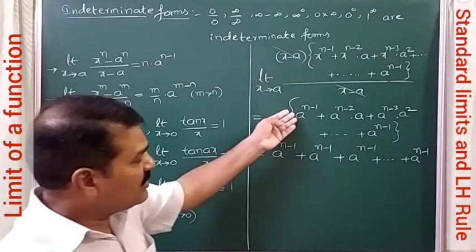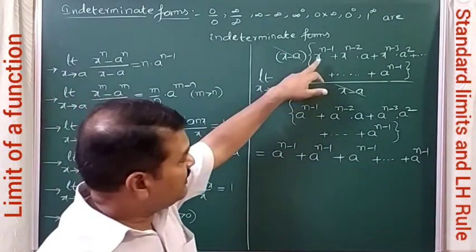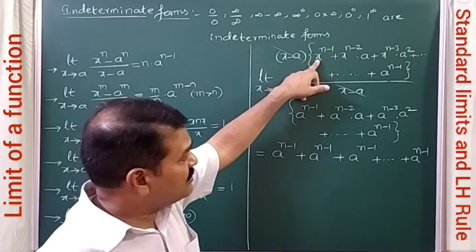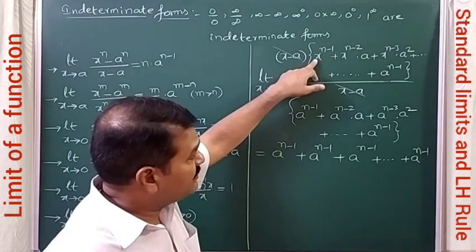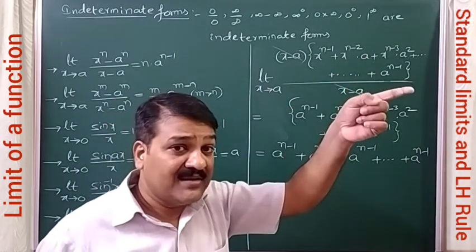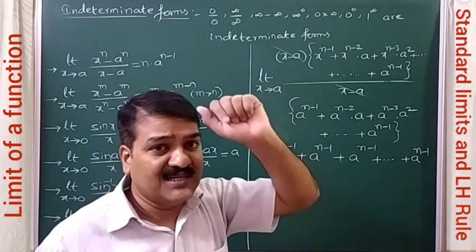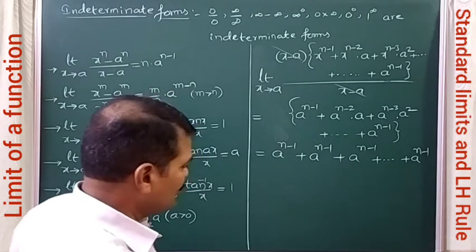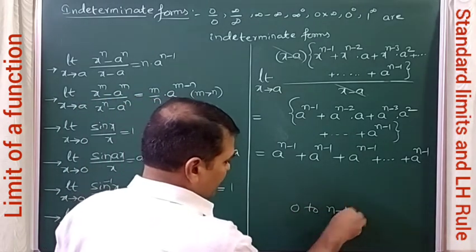And how many terms do you have here? Just observe how many terms you have. From x power n minus 1 to x power 0 we have here. X power n minus 1 to x power 0. How many terms? N minus 1 to 0, or 0 to n minus 1. You have n terms. How to find that from 0 to n minus 1? How many terms are there?